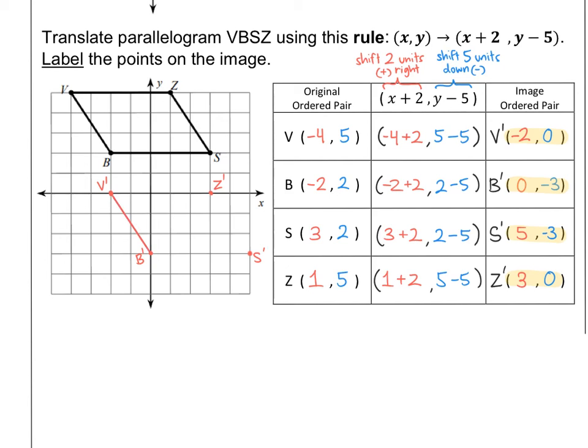After we use lines to connect all these new points together, we'll have the translated image of the original parallelogram VBSZ turned into V prime B prime S prime Z prime. Also note how all of the original points moved the same amount in the same direction and ended up the same distances apart from each other.